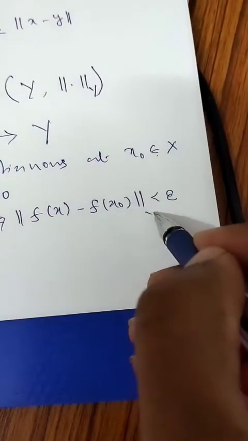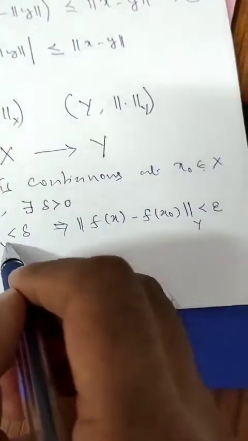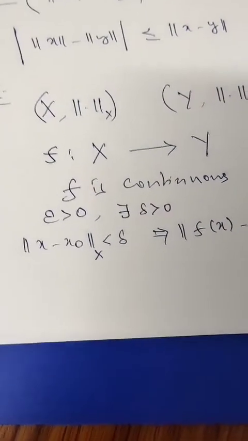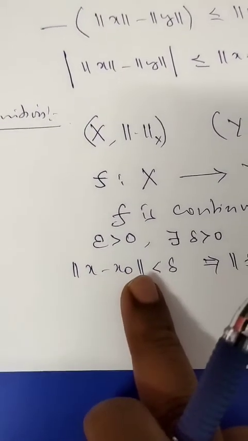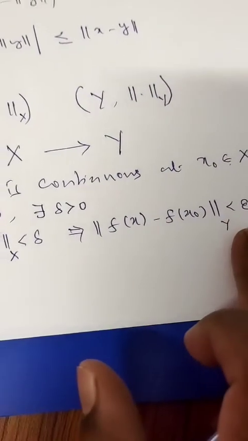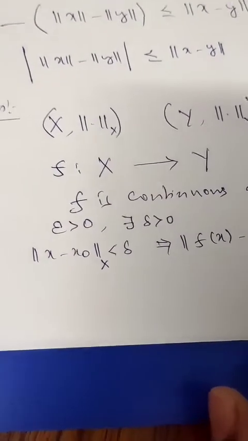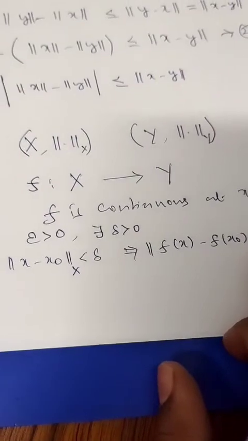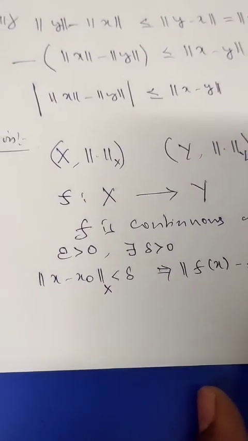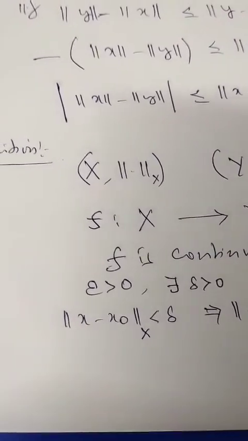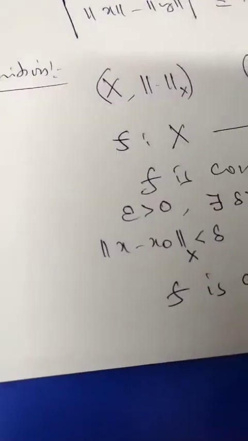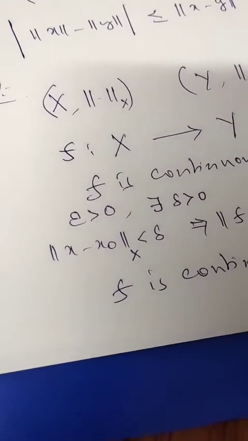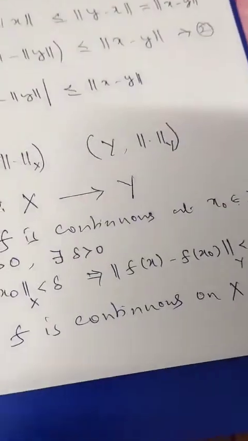So this is the norm in y, and this is the norm in x. You can write this, or it is understood; you can leave it, since it is understood that these are elements in x, so it is a norm in x, and these are elements in y, so it is a norm in y. And we say f is continuous at the point x naught. Suppose we say f is continuous on the whole space x, it means it is continuous at each point of x.